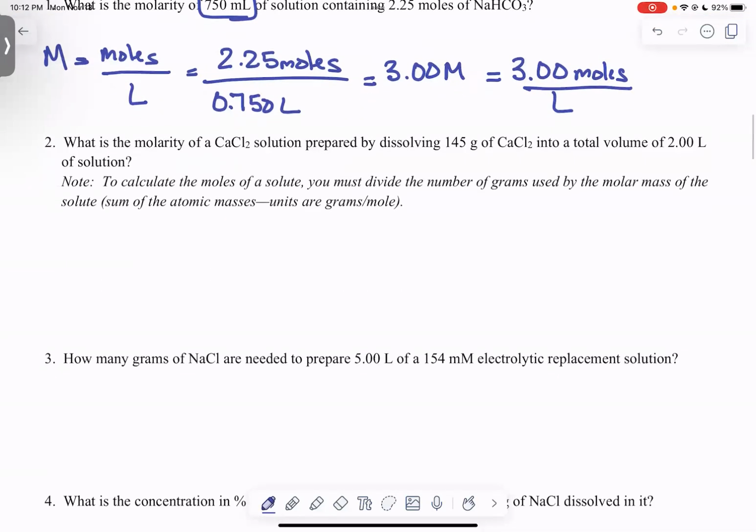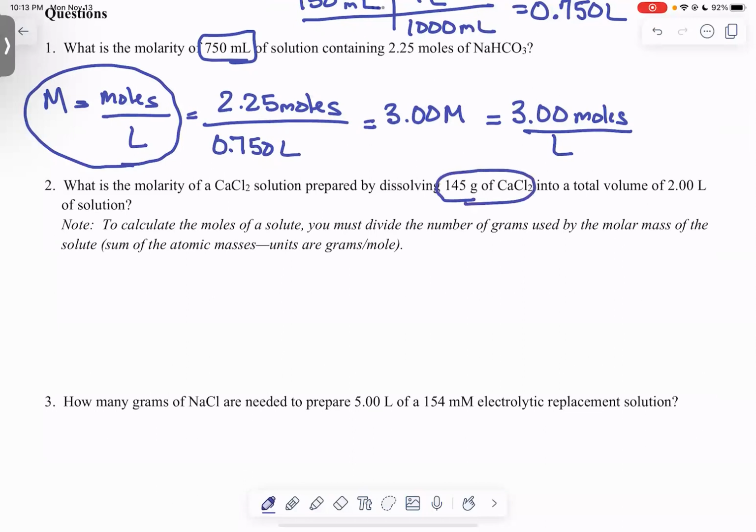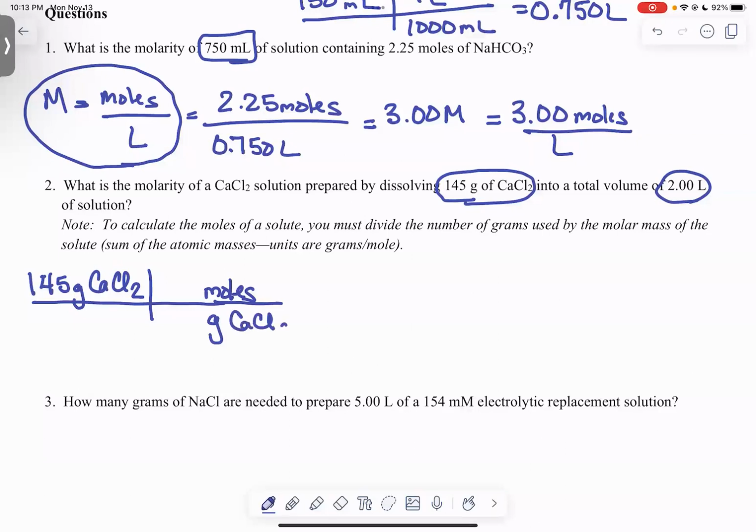All right, what is the molarity of a calcium chloride solution prepared by dissolving 145 grams of CaCl2 in a total volume of 2 liters of solution? Here we want molarity, so we're going to use this exact same formula that we used before, moles per liter. But we're given grams per liter. So I'm going to have to convert that grams into moles. So I'm going to start with 145 grams of CaCl2. And I know that there's a relationship between grams and moles of any given substance, and that's called the molar mass.